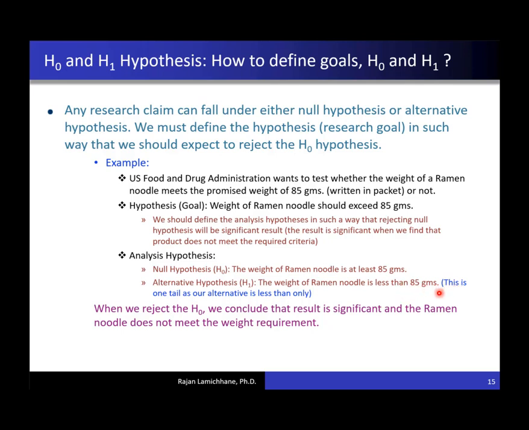And this is one tail test, because we are just looking at the less than in alternate hypothesis, and this is left tail test. Now once we reject this null hypothesis, this means that we say, okay, the noodles weight does not meet the standard criteria.